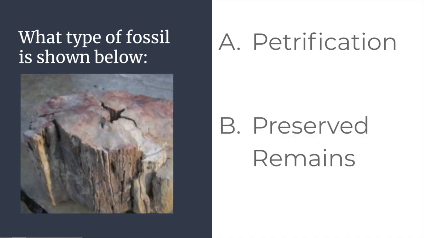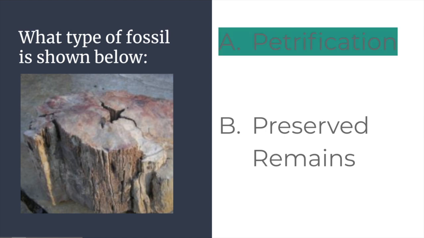Last type of fossil shows what looks like a tree. Is this petrification or preserved remains? You said petrification. That is correct. Petrification is what happens when a wooden object gets hardened and with water minerals turns into stone.